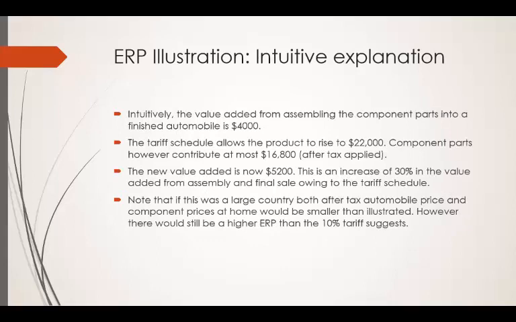Intuitively, home sellers are not just provided 10% protection by the tariff on automobiles, but the value of assembling the automobile has increased from $4,000 to $5,200 after we take into account all tariffs, and this is an increase of 30%.